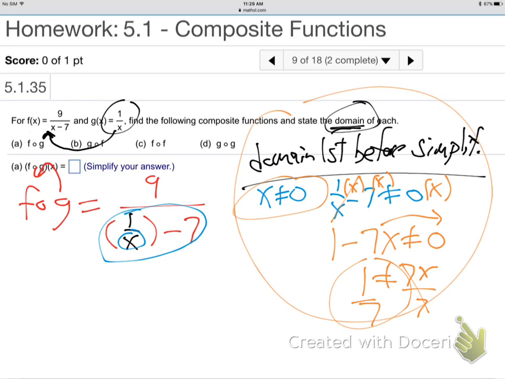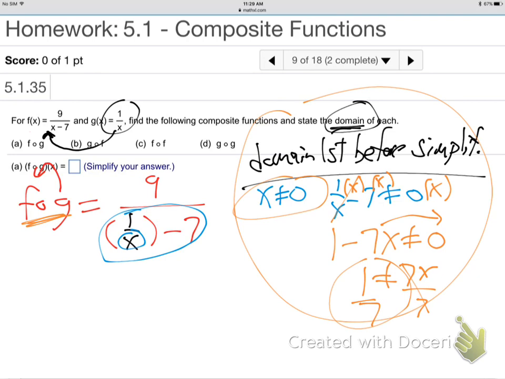Cannot be 0, cannot be 1/7. Anything else is fine. You can plug any other number you want into this f of g, this new creation of the composition, the composing together of f and g. Put anything you want in there, but don't put in 0 and don't put in 1/7. Any other number's fine. Those two will choke it, make the denominator 0. Now, we can't leave the answer like this. We have to simplify it.